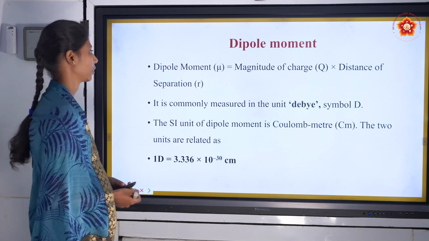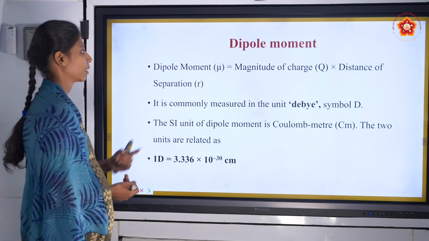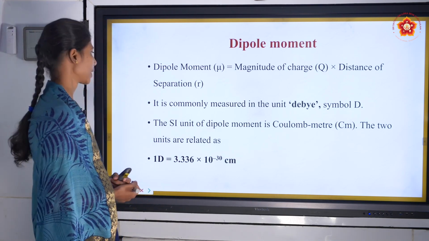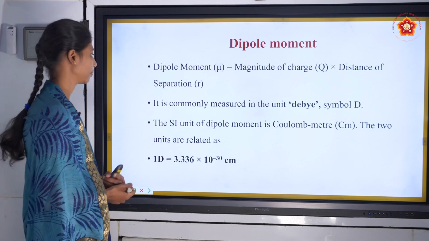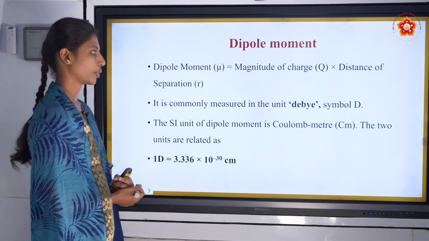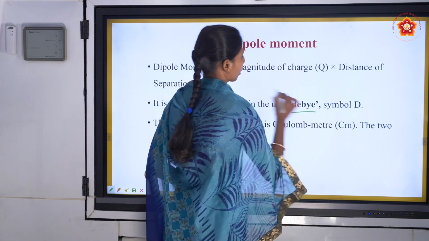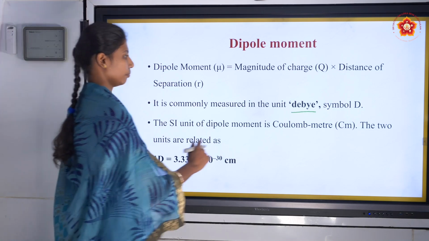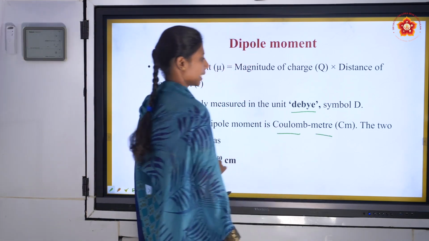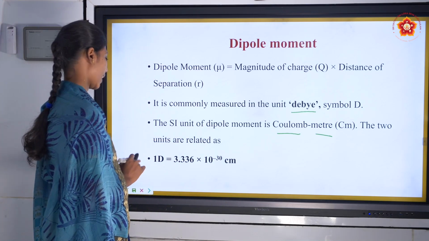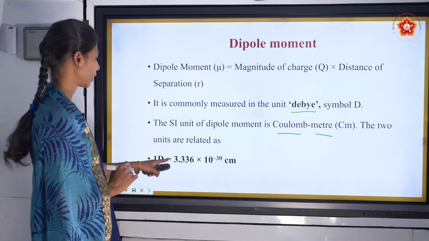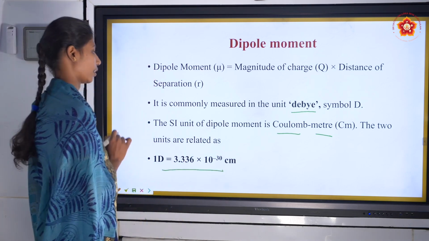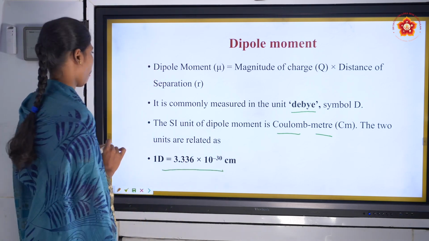Next, dipole moment. The dipole moment, symbol mu, is equal to the magnitude of the charge q times the distance of separation r. It is commonly measured in the unit debye, symbol D. The SI unit of dipole moment is coulomb meter, C m. The two units are related as 1 D is equal to 3.336 times 10 to the power of minus 30 coulomb meter.